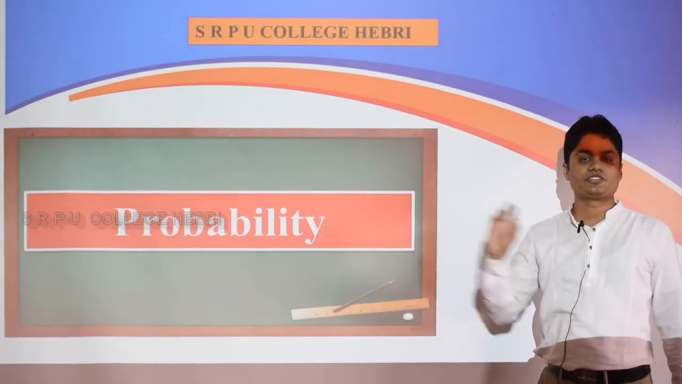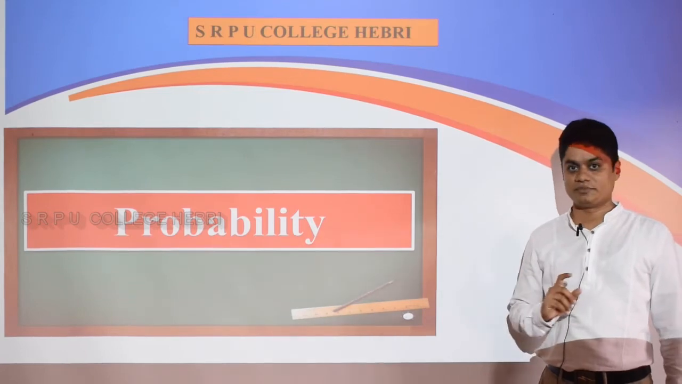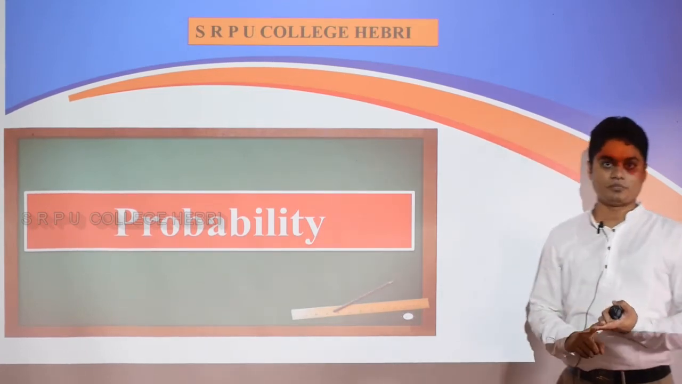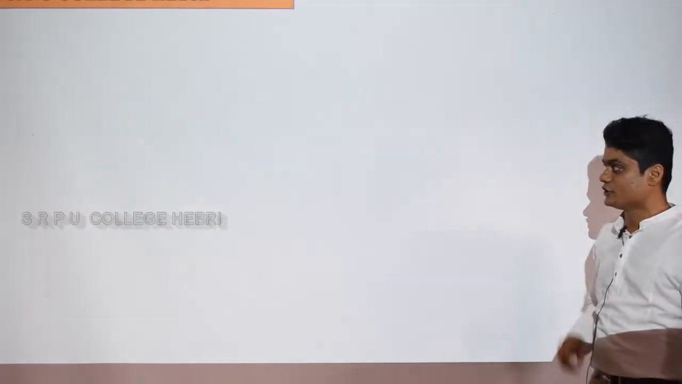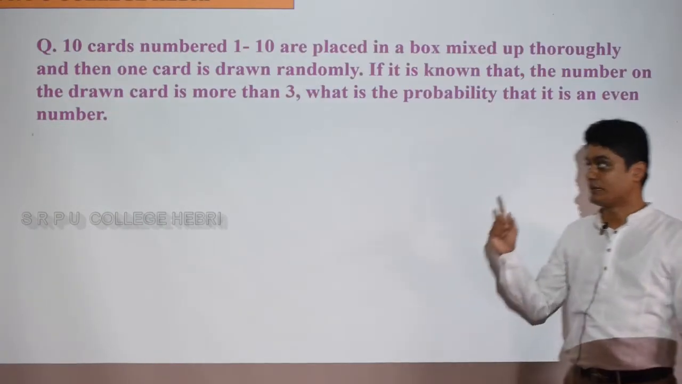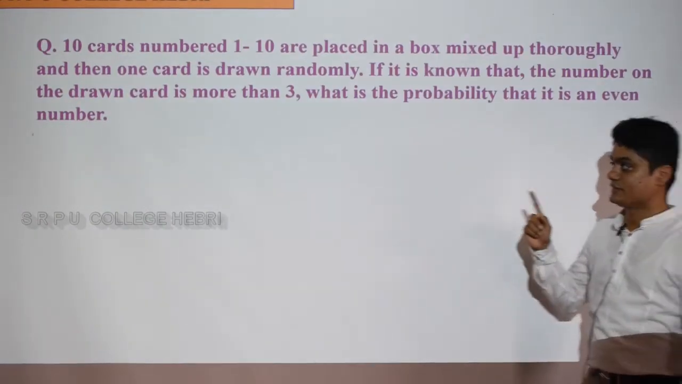In the last class we learned the probability of an event under the condition of another event, that is conditional probability, its definition, its properties, as well as a few problems. So we'll continue the problem part of conditional probability, and today's first question is as follows.